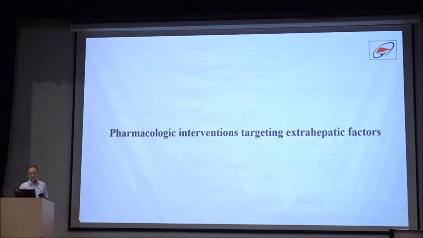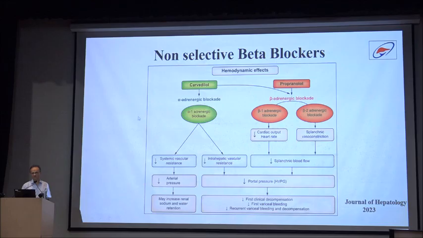Now coming to the interventions targeting the extrahepatic factors, which are the mainstay of treatment as of now. The most important among these are the beta blockers, the non-selective beta blockers. Propranolol causes blockage of the beta-1 and the beta-2 receptors. Beta-1 is present on the heart; it leads to reduction in the cardiac output and the heart rate. Beta-2 is interesting: it blocks the beta-2 receptors in the splanchnic circulation.